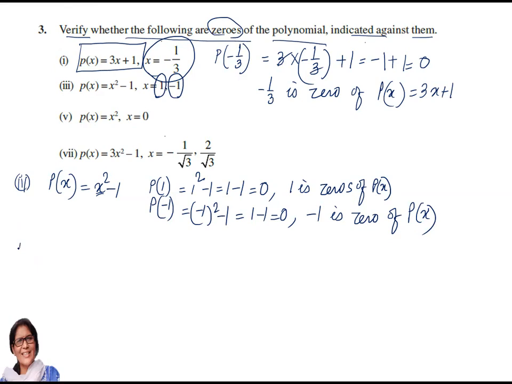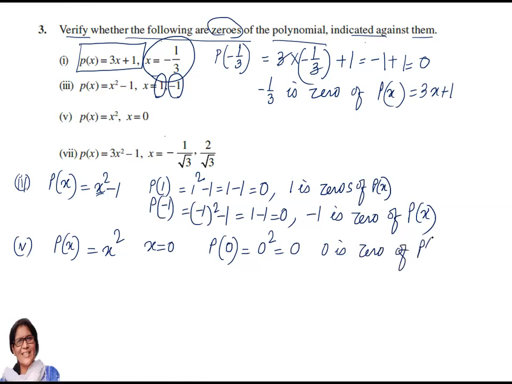Then coming to fifth part. Fifth part is px is equal to x square. We have to test whether x is equal to 0 is a 0 or not. So I'll write p0. p0 is 0 square. 0 square is 0. So what is the conclusion? Yes, 0 is 0 of your px is equal to x square.